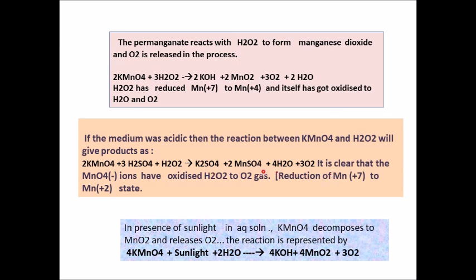So, in both cases we get oxygen, but in the first case under alkaline conditions we had MnO2, in acidic conditions we had MnSO4, and it is clear that MnO4 minus has oxidized H2O2 to oxygen gas. Reduction has taken place from Mn plus 7 to Mn plus 2. That's all. That was the big difference in the two reactions. In one case we had MnO2, in the second case we had MnSO4. MnO2 under alkaline conditions and MnSO4 under acidic conditions.